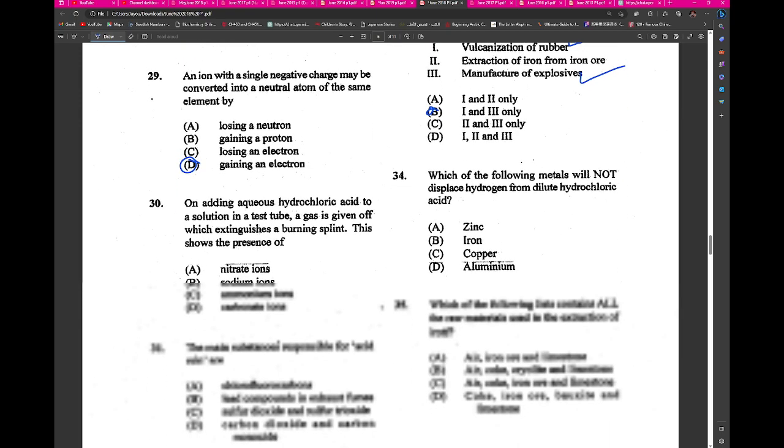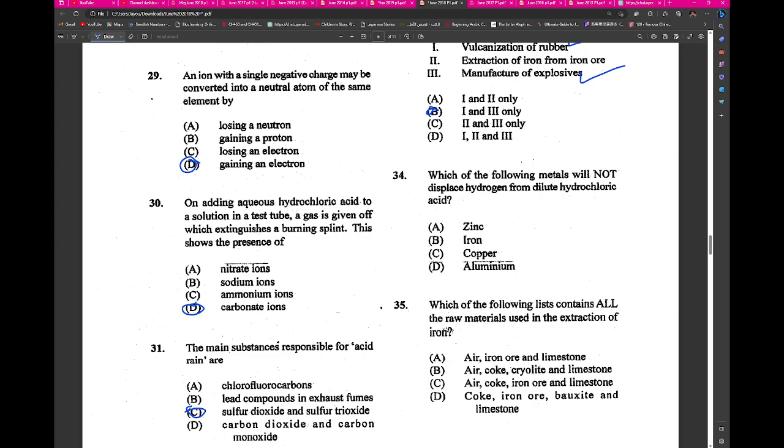Which of the following metals will not displace hydrogen from dilute acid? Will not displace hydrogen from dilute acid. We're looking at the weakest here. So which one of these falls under hydrogen in the electrochemical series? So let me see which one here.